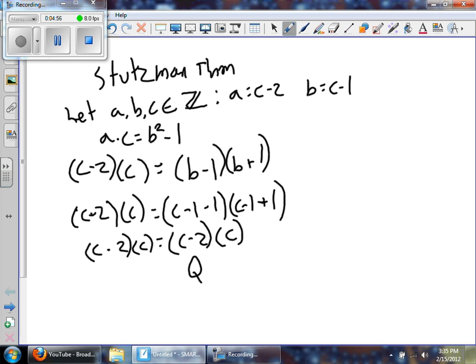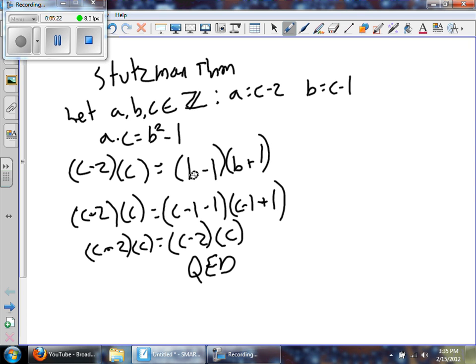QED. I've proven the Stutzman theorem: if we have integers that are two apart from each other, when we multiply them, their product is the difference of the number between them squared and 1. Interesting. So this is the Stutzman theorem.